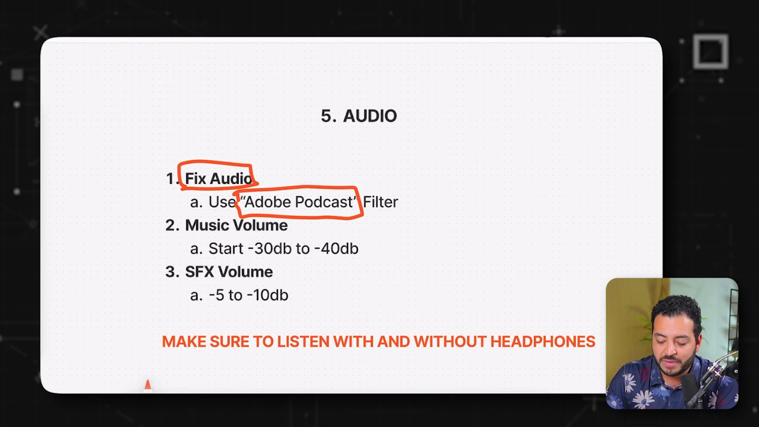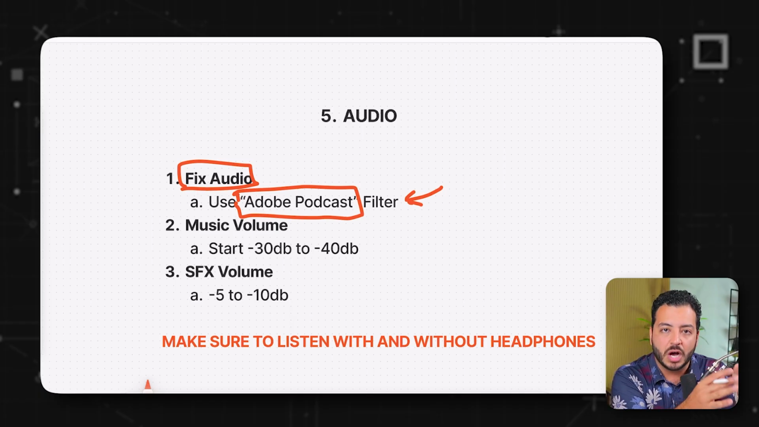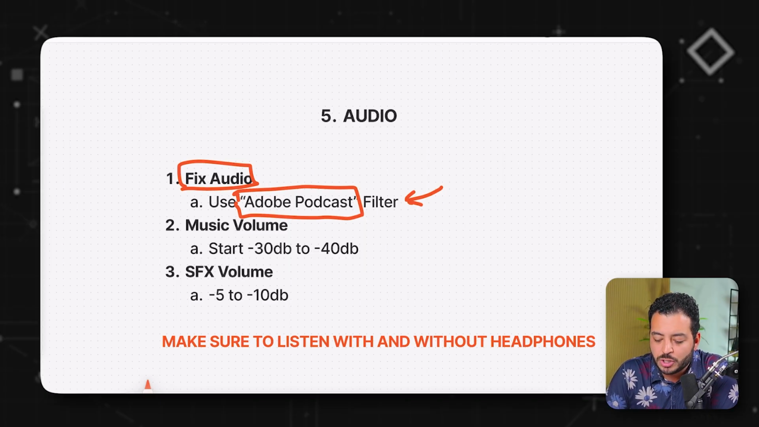Let's say I use my phone audio, or maybe something got messed up within the audio itself. What Adobe Podcast does is an AI filter. It doesn't really fix the audio. What it does is take your audio, recreate it with AI, and then you use that as the filter, right?